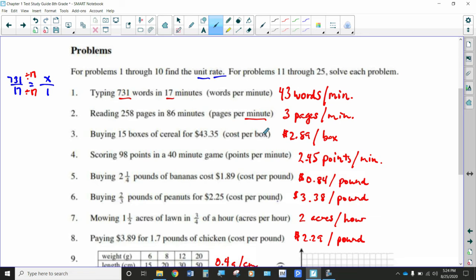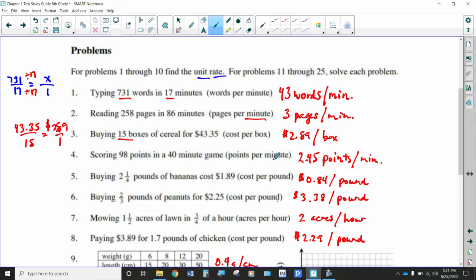This is cost per box. And so this is, the boxes are going to go on the bottom since it's listed second. So $43.35 divided by 15 is equal to $2.89. And so that's going to be the unit rate. $2.89 for one box. So every single one of these, probably the trickiest part is knowing which direction to divide by. And so it tells you here in the parentheses.